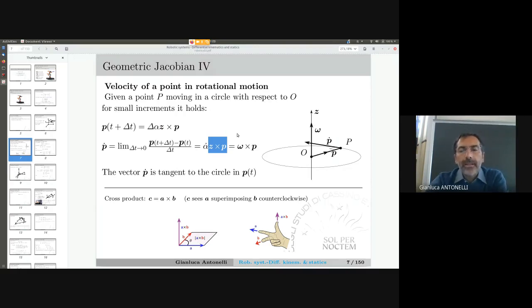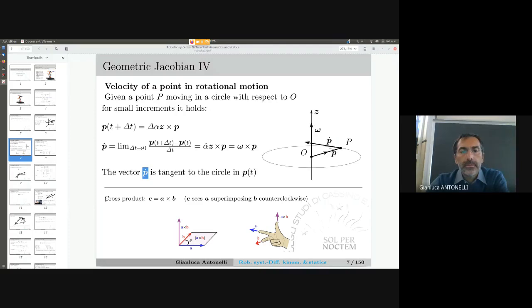And so I can define an angular velocity omega, this is the Greek letter omega, that is obtained multiplying the unit vector z by alpha dot. Pay attention to the difference between boldface and normal font. t is normal font because it's a scalar, it's the time. Delta t is a scalar, it's the time. P, z, and omega are 3-by-1 vectors, and alpha dot is a scalar, okay? It can be demonstrated that the vector p dot is tangent to the circle in p, in the point of interest.